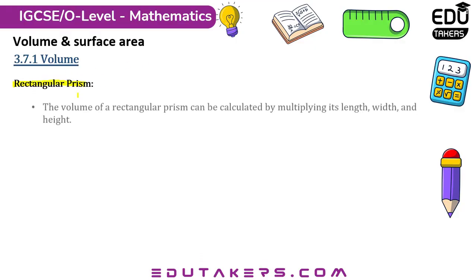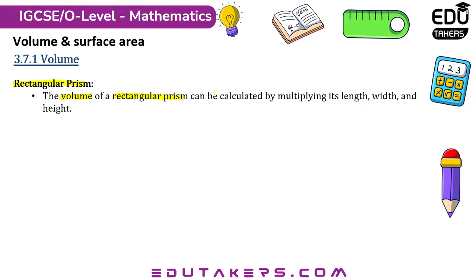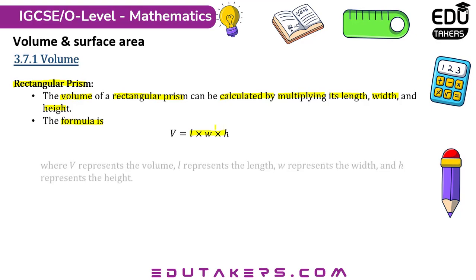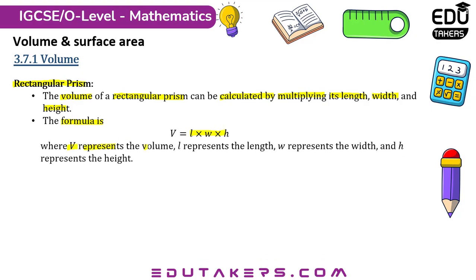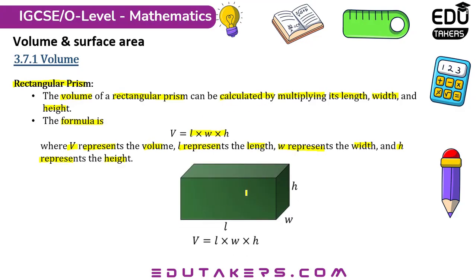Rectangular prism. The volume of a rectangular prism can be calculated by multiplying its length, width and height. The formula is V equals length times width times height, where V represents the volume, L represents the length, W represents the width and H represents the height. It's a rectangular prism. Length is L, width is W and H is height. So volume is length times width times height.